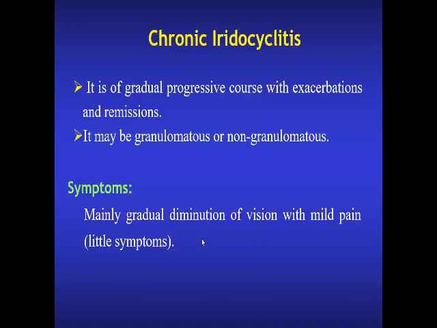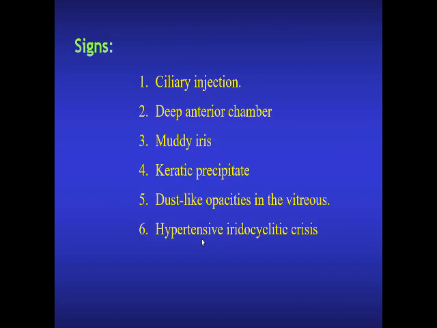This is the acute iridocyclitis. Let us discuss the chronic iridocyclitis. It has a gradual progressive course with exacerbations and remissions. It may be granulomatous or non-granulomatous. The symptoms are mainly gradual diminution of vision with mild pain, little symptoms. Regarding the signs, there is ciliary injection, deep anterior chamber, muddy iris, keratic precipitates, dust-like opacities in the vitreous, and hypertensive iridocyclitic crisis.